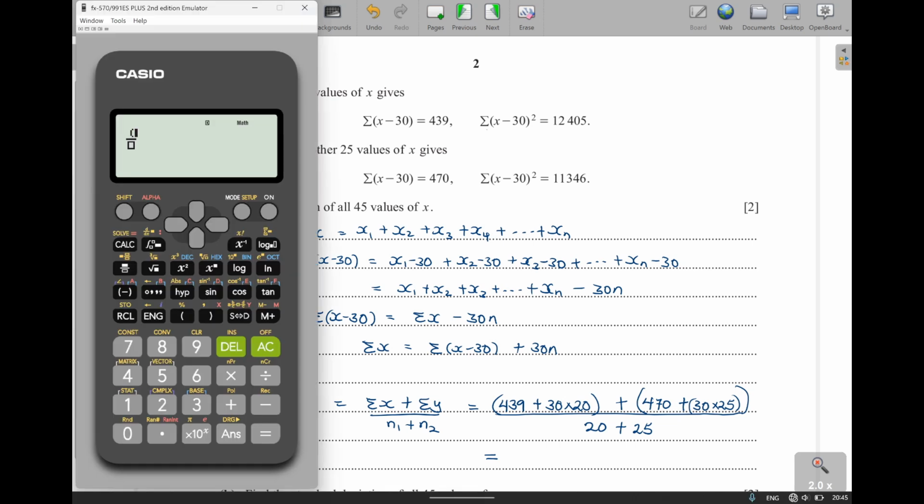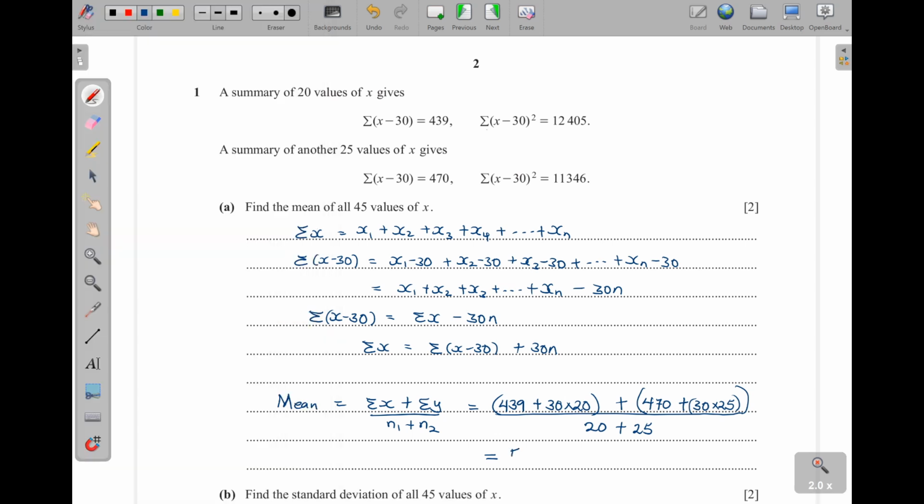So when I put it in the calculator, what do I get? We have 439 plus 30 times 20, plus the other group, 470 plus 30 times 25. Then down we have 45. And this gives us 50.2. So the mean is therefore 50.2, and it is exact.